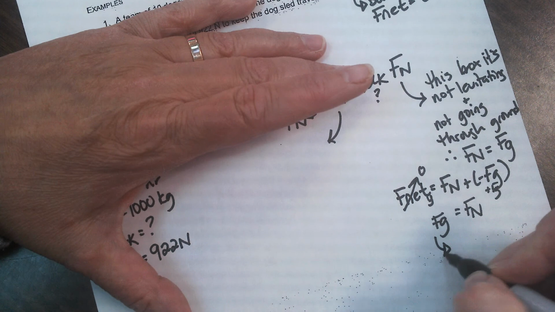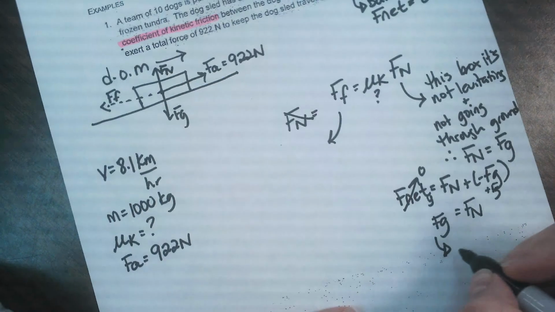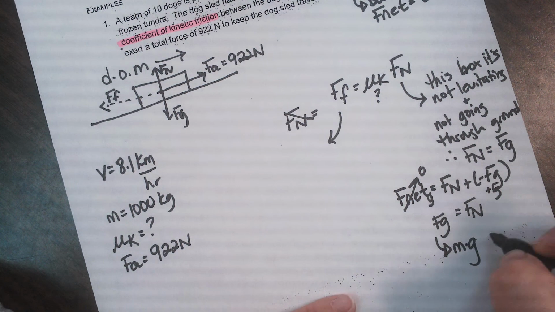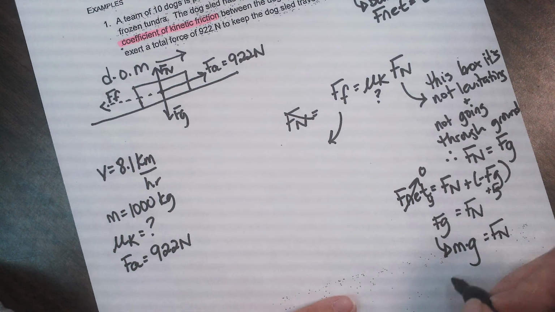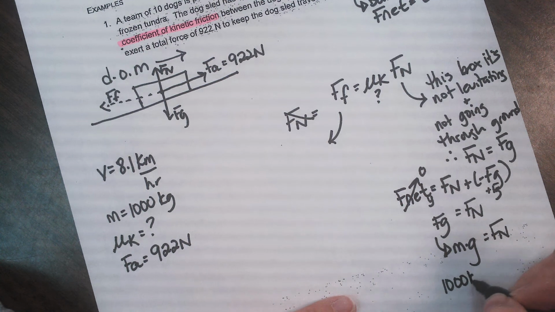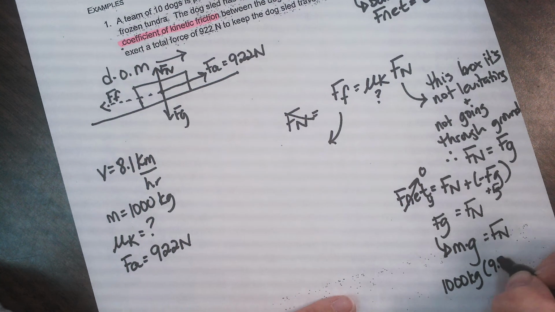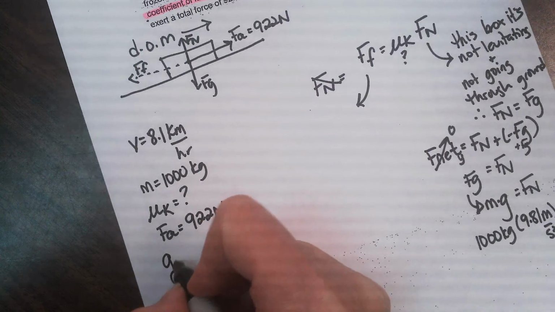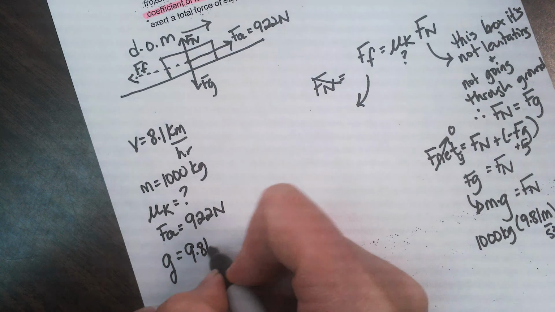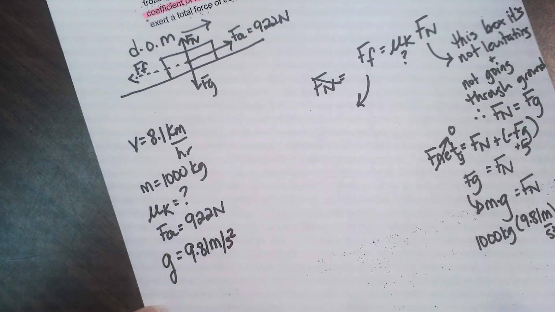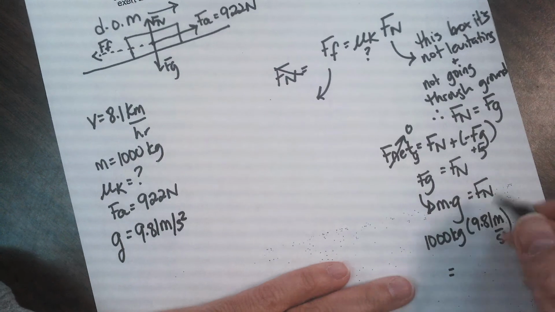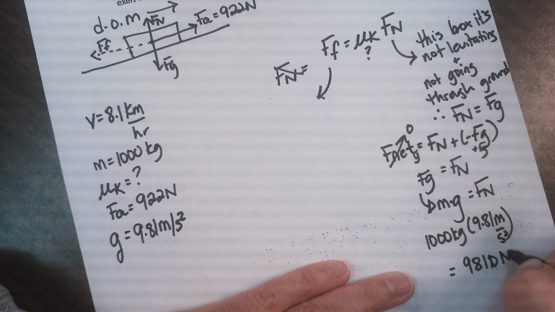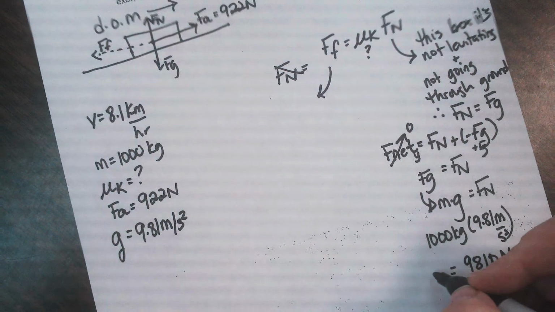Fg we can solve, because it's not in this list, by going mass times acceleration due to gravity. So 1,000 kilograms multiplied by 9.81 meters per second squared, because over here g is an unwritten value. And we're going to get 9,810 newtons for force normal.